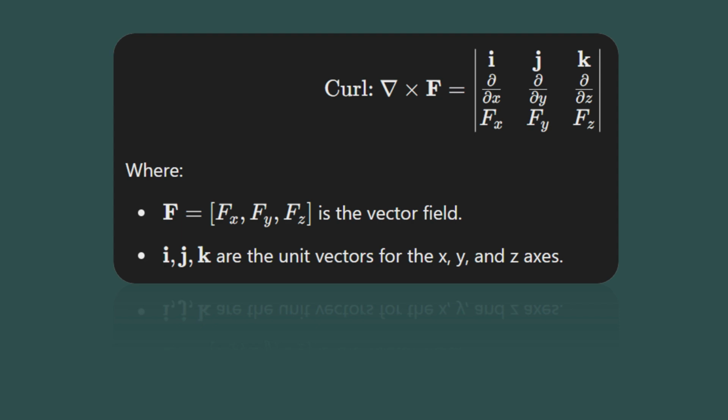Mathematically, the curl in 3D is defined as the cross product of the del operator, also known as nabla, and the vector field. This operation produces a new vector field that describes the rotational tendencies of the original field. Unlike in 2D, where curl is a scalar, in 3D the curl is itself a vector. The direction of this curl vector indicates the axis of rotation, while its magnitude describes the strength of the rotation.